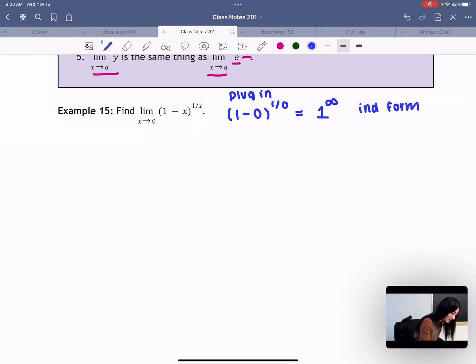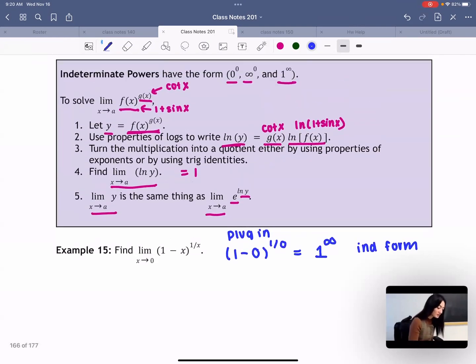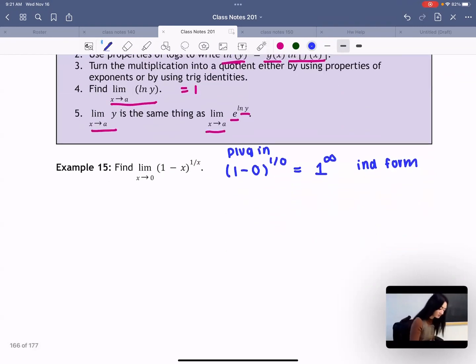All right. So let's just take a look at the steps. Okay, step 1 says let y equal everything that we're finding the limit of. So let me just write this out in our steps. Step 1, let y equal (1 minus x) to 1 over x, right? Pretty easy. All right, looks like we can move on to step number 2.